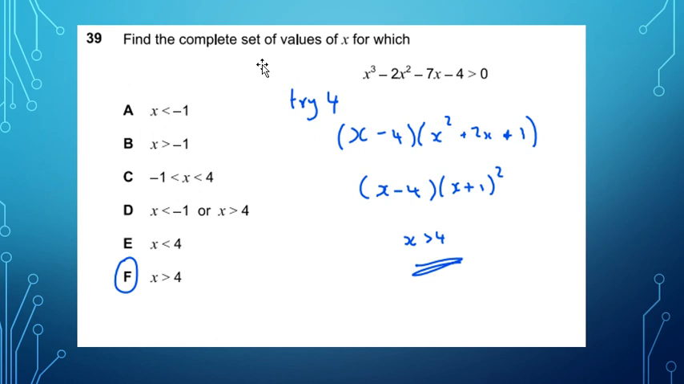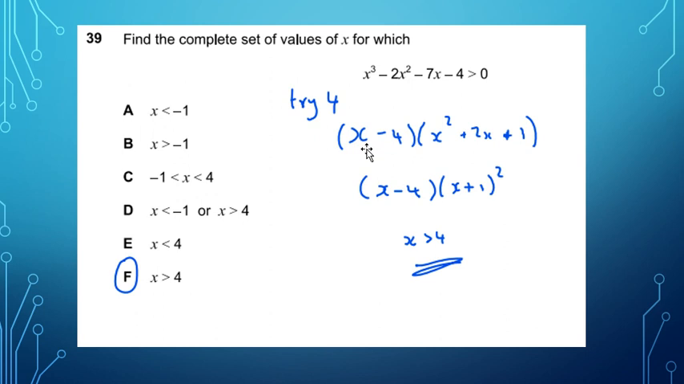Okay, 39. This is the last advanced maths question in section 1, part B. So we need to find the complete set of values of x for which this cubic is positive. Okay, it'd be really nice to factorize that, although it's not completely obvious what to do. We can game the system a little bit if we have a look at the answers. 4 is in most of the answers, and we've got 4 at the end. So trying 4 is a good bet.